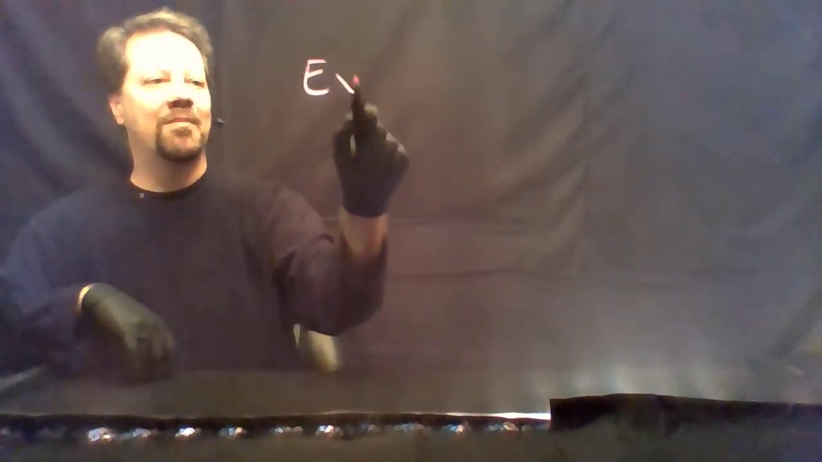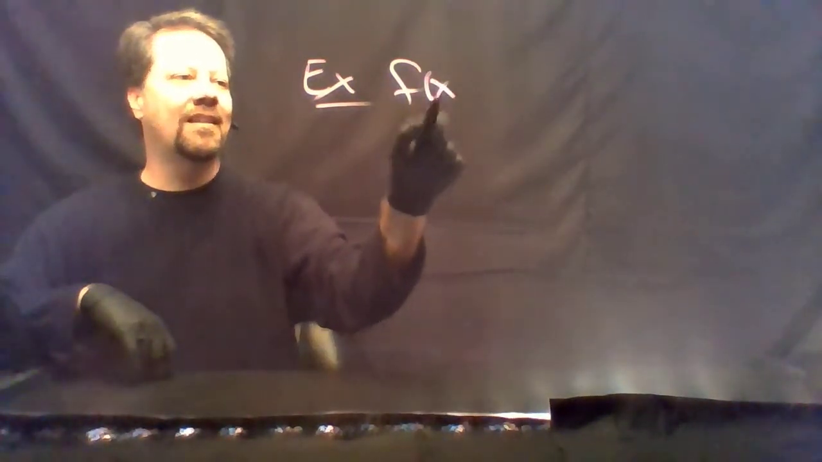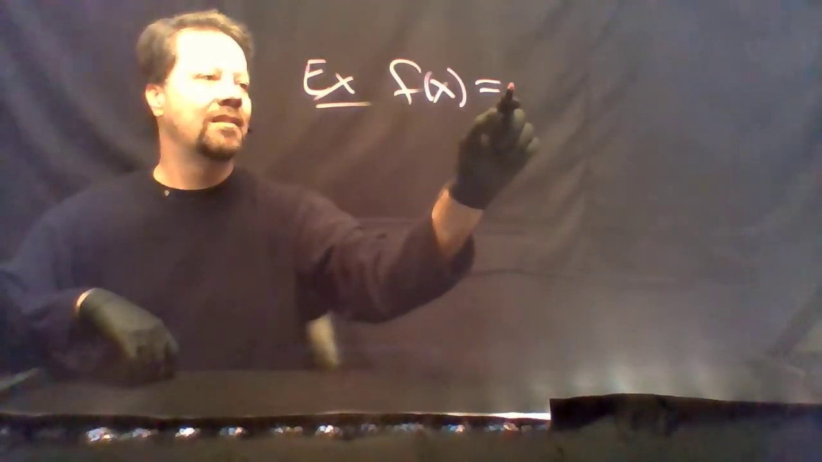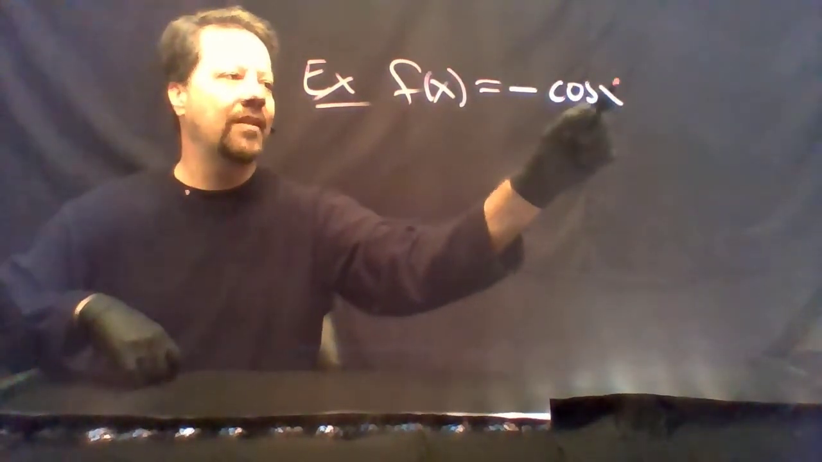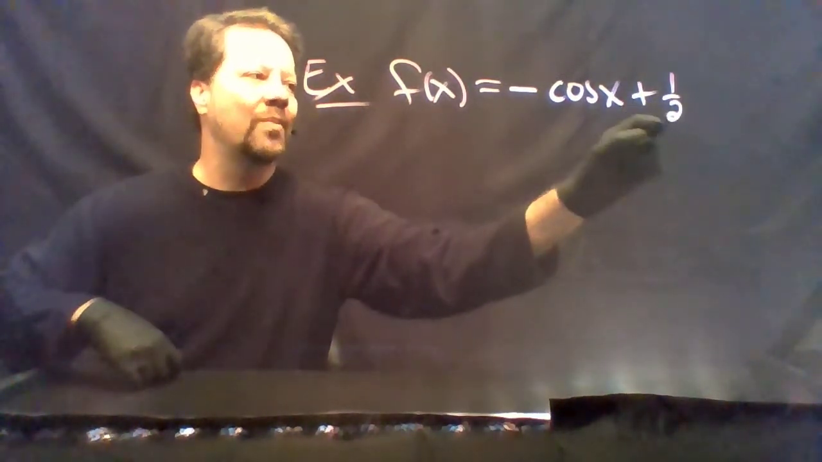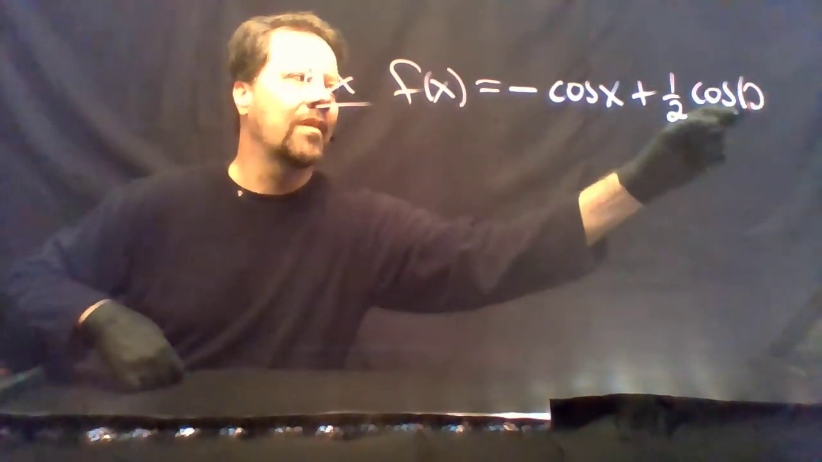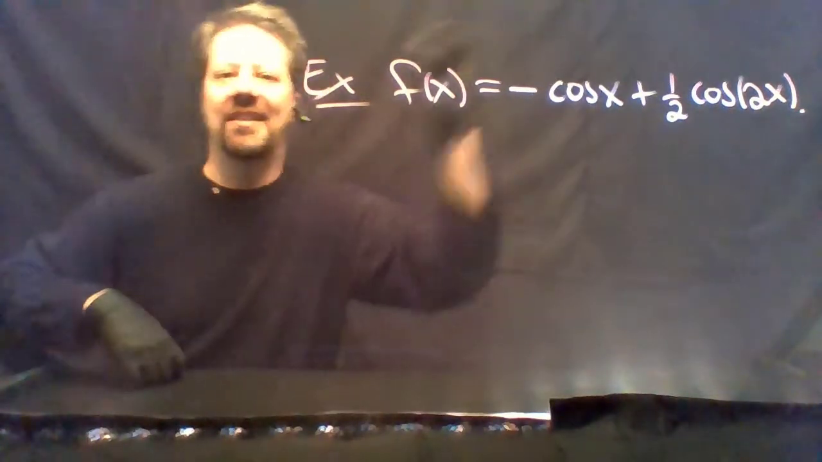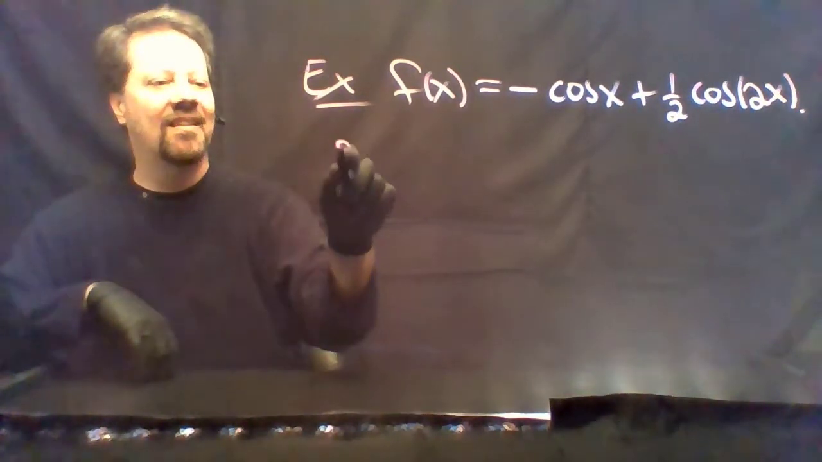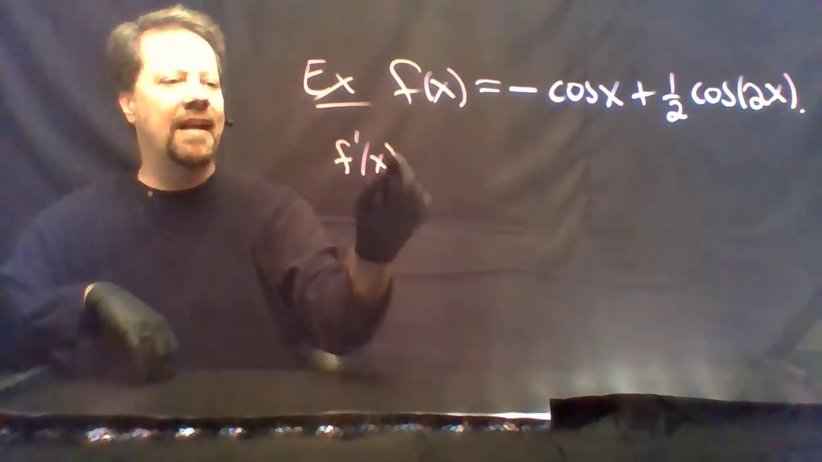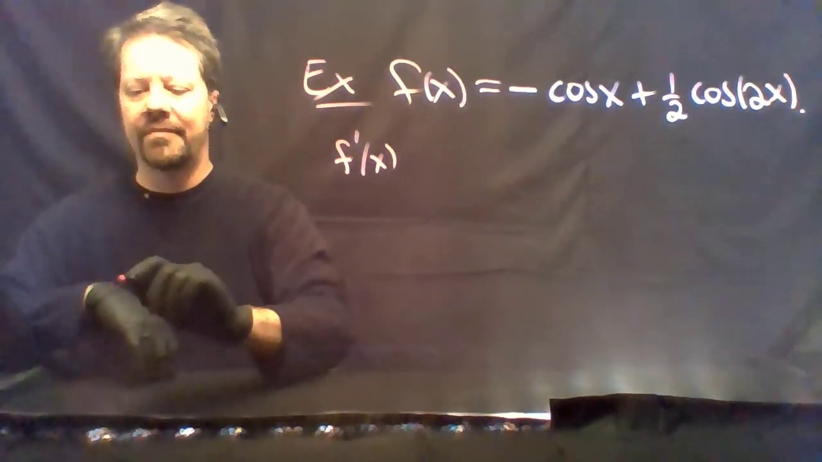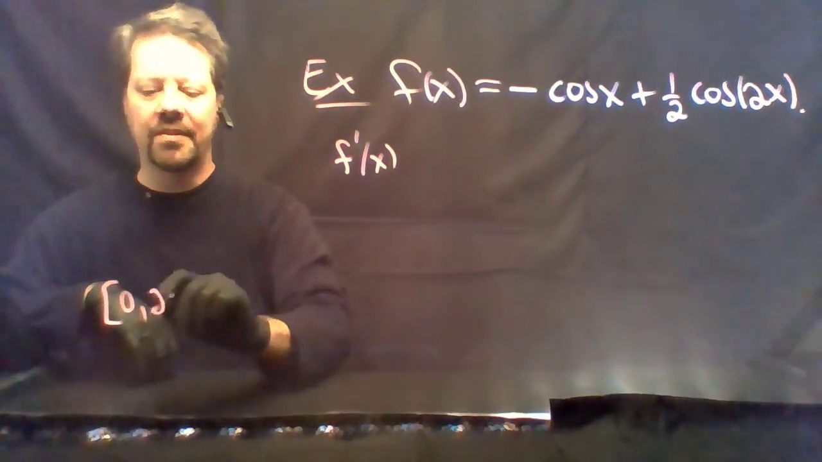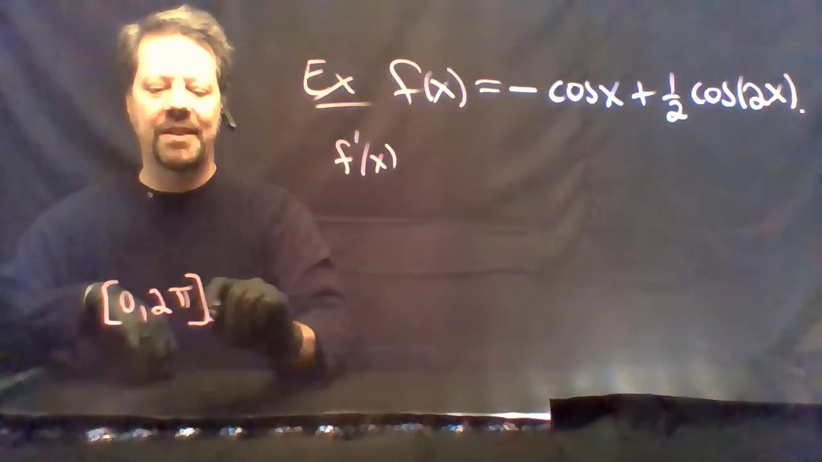On this next problem, we're going to look at negative cosine x plus 1/2 cosine of 2x. The derivative, and let's constrain ourselves to the interval 0 to 2 pi, just for good measure.